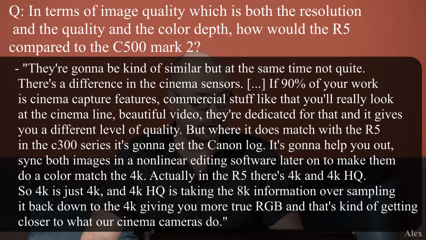But where it does match with the R5 in the C300 series and probably the C500 series too, is that you get Canon Log. It's going to help you sync both images in non-linear editing software later on to do a color match in 4K. Actually, on the R5, there's 4K and 4K HQ. So 4K is just 4K, and 4K HQ takes the 8K information and oversamples it back down to 4K, giving you more true RGB, and that's getting closer to what our cinema cameras do.